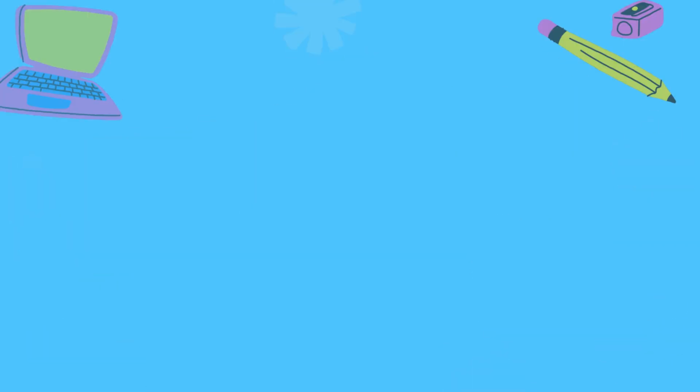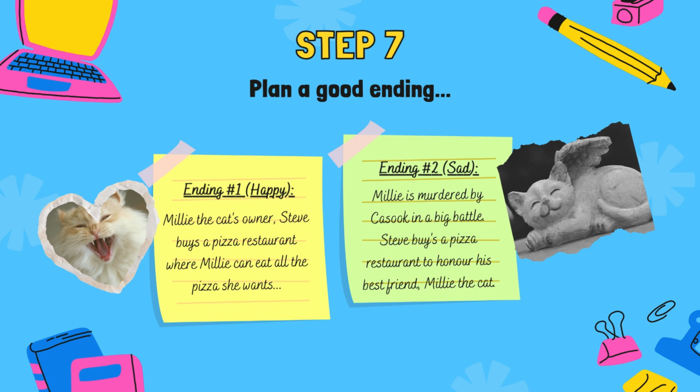Step 7. Plan a good ending. How will your story end? Will it be a happy ending, a sad ending, or a cliffhanger? If possible, write down at least 2 alternative endings for your story. One could be a happy ending where the characters live happily ever after, and the other one could be a sad ending where something terrible happens. Of course, you could try planning more than 2 alternative endings.